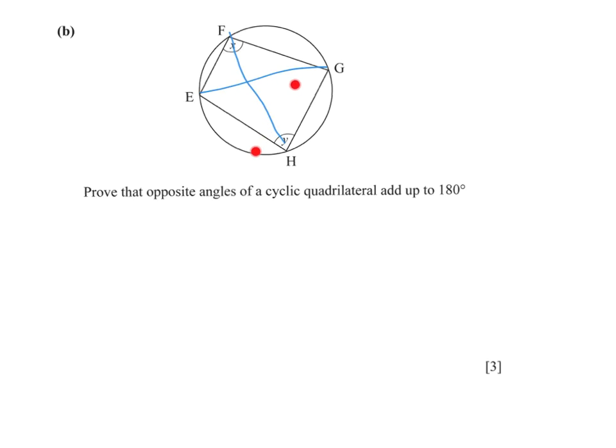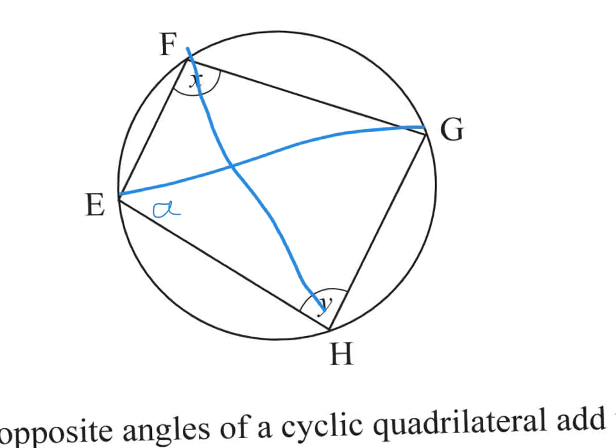If I call those A and A, as they are two equal angles. Now, looking at the chord EH, you can see that this angle EFH and this angle EGH are both subtended by the same chord. So let's call them B.